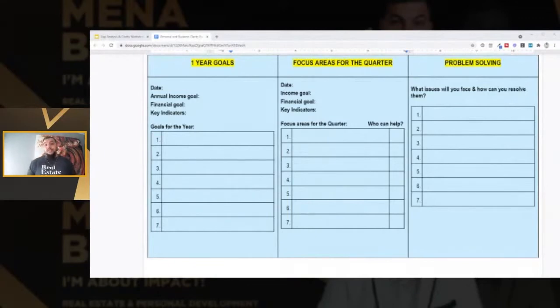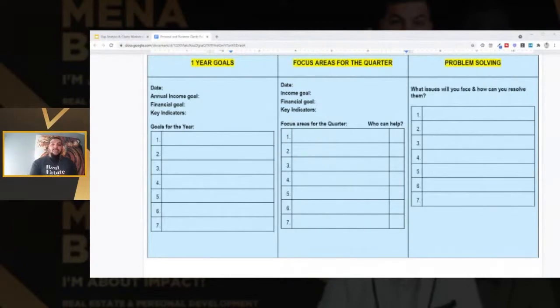Again, your key indicators could be number of listings or number of listing appointments or number of contacts or number of campaigns or number of people reached, right? What things would indicate to you that you're actually doing the work that you need to do in order to hit your goals? And then list the goals that you have for the year. What are the things that you want to accomplish in the next 12 months, right? Or in a span of a year?